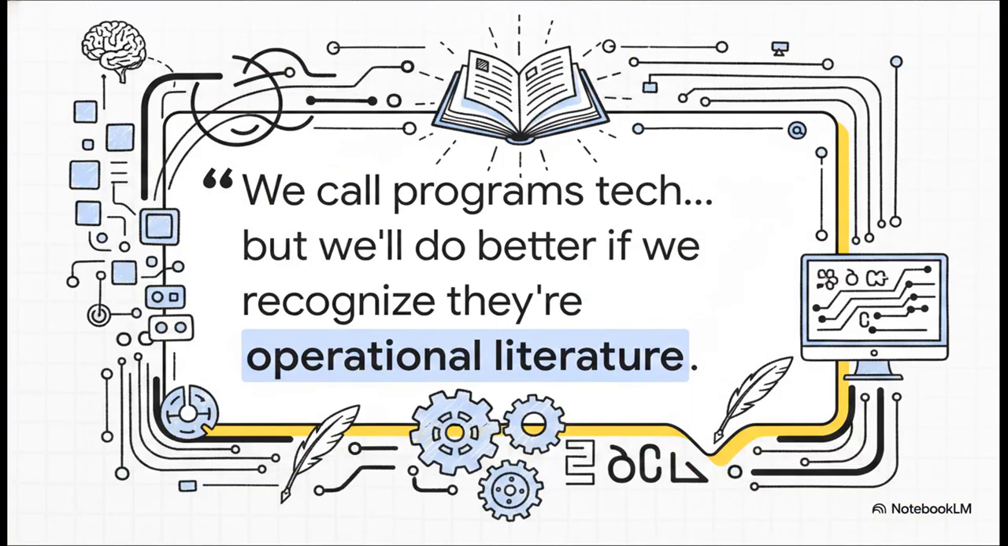Based on this realization, it's time to completely reframe our understanding of code itself. Code isn't just a cold set of mechanical gears grinding away in the background. It demands exactness, yes, but it's actually a highly expressive continuation of human authorship. As the source states, we call programs tech all the time, but I believe we'll do a lot better at leveraging them if we recognize their literature. Think about it. When you write code, you're authoring a highly specific operational story.